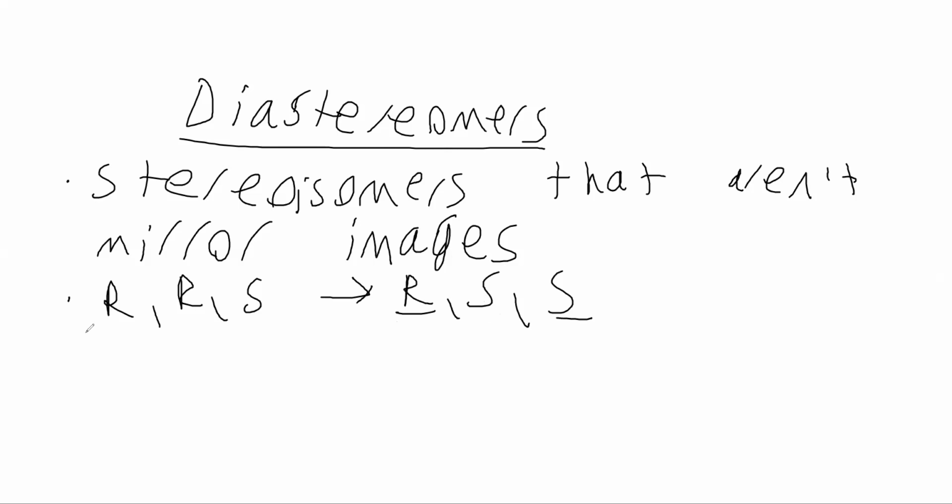So it's the same configuration at some chiral centers, but different at others. It's not different at all of them, and it's not the same at all of them. I'm not going to try to put that in words, but that's just how you identify them.